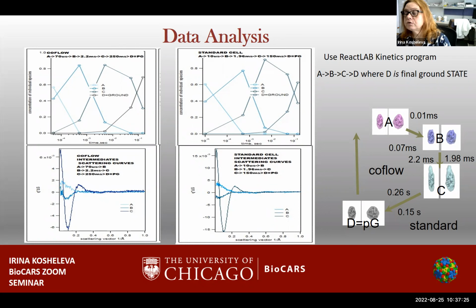For the kinetic time constants for the co-flow, I put inside this circle 0.07 milliseconds, 0.2 milliseconds, and 0.26 seconds to go to the ground state from the signaling state. Outside is the standard flow cell. Though the data are different a little bit, it's really not that significant.